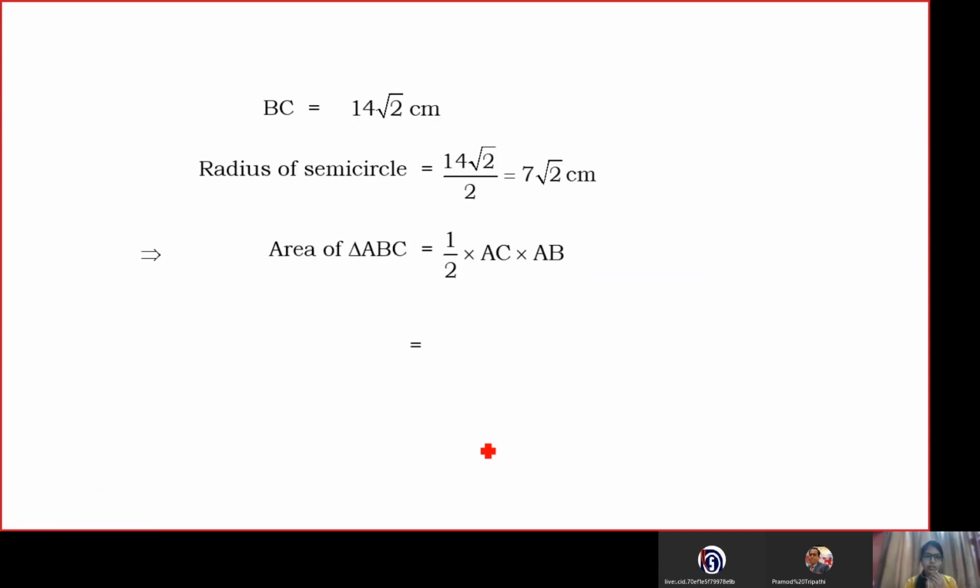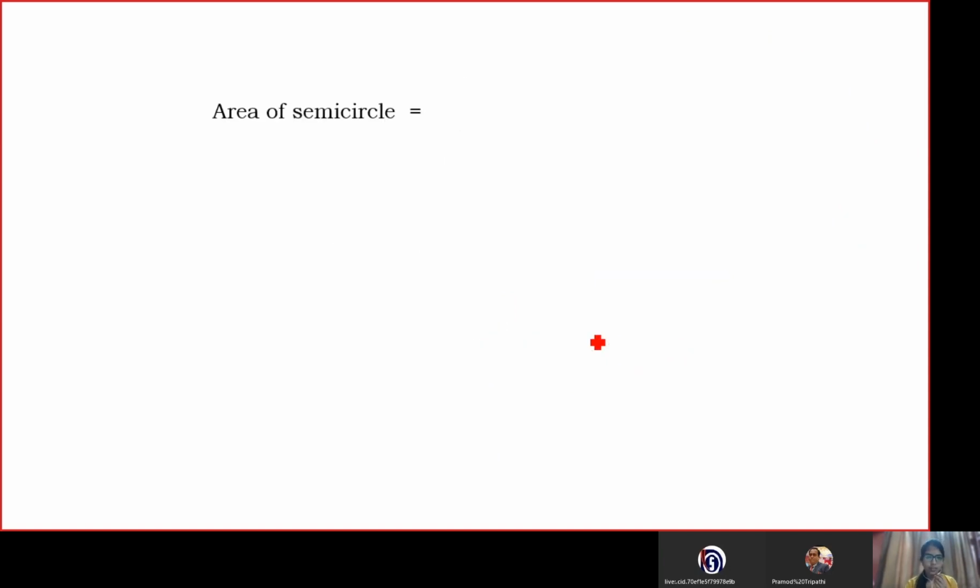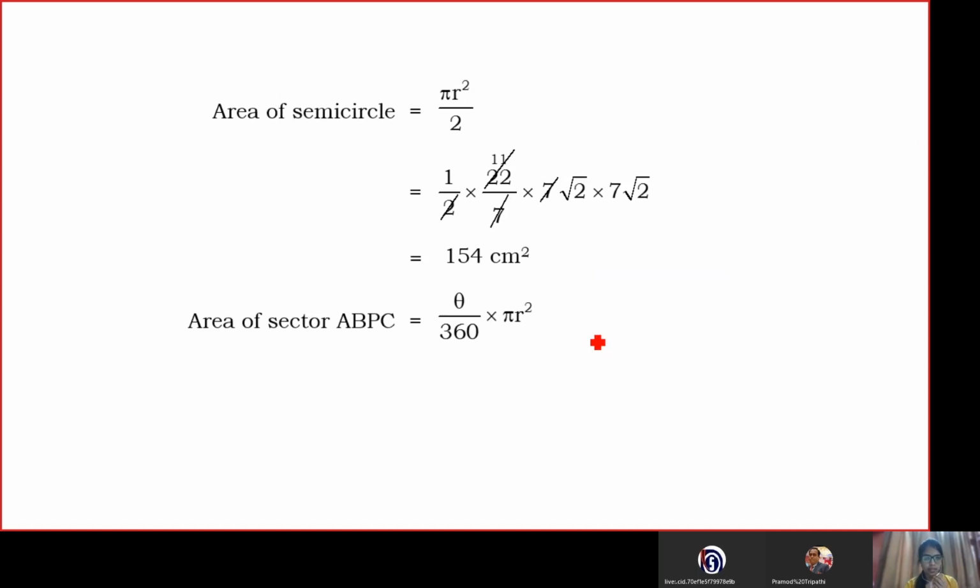So area of a triangle is given by the formula half into base into height. That is half into the base was 14 and the height was also 14. That gives us the area of the triangle as 98 centimeter square. Then the area of the semicircle is pi r square. And area of the sector is theta upon 360 into pi r square.